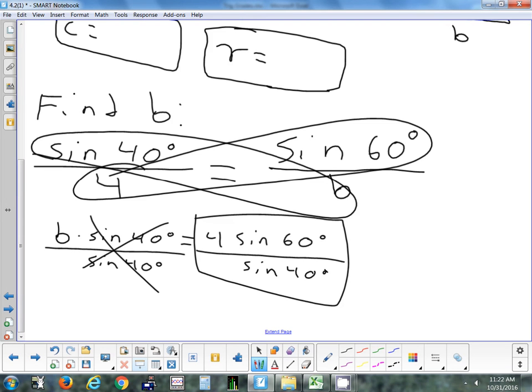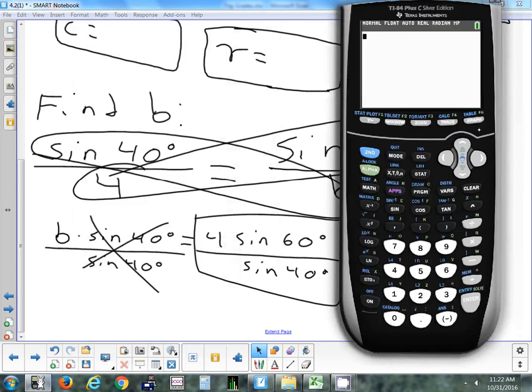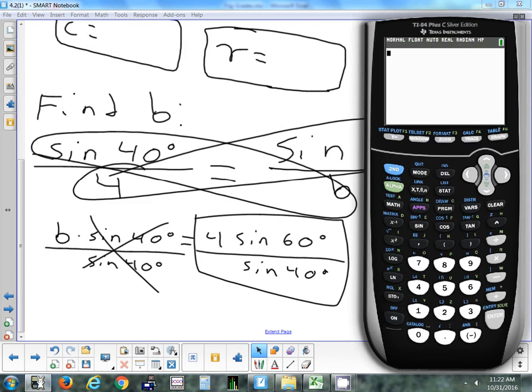And we need to type that in. Everything that we do this week is going to be in degrees. So if your calculator is in radians, you can change it to degrees, and you can leave it in degrees for every problem we do this week. Okay, and type it in exactly the way you see it. 4 sine 60 divided by sine 40.